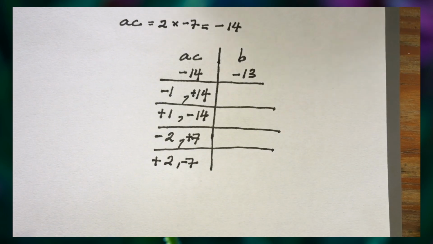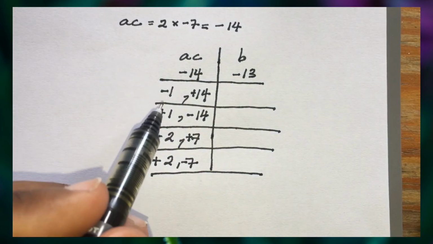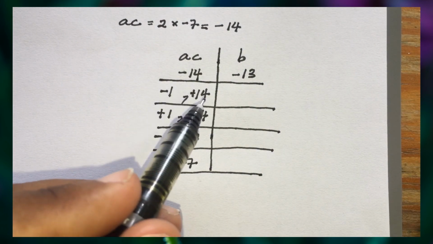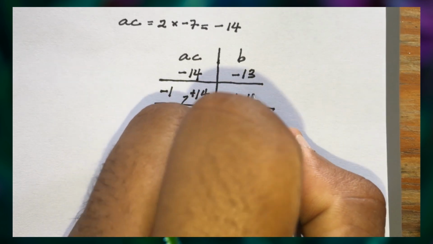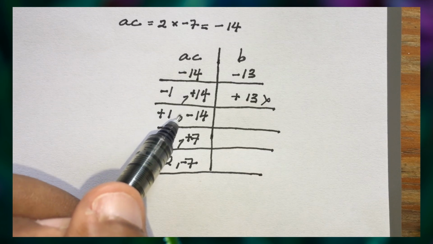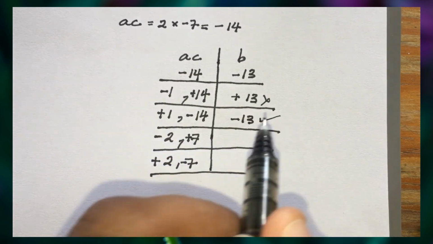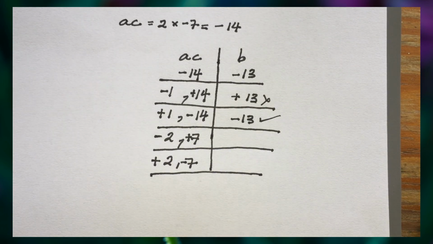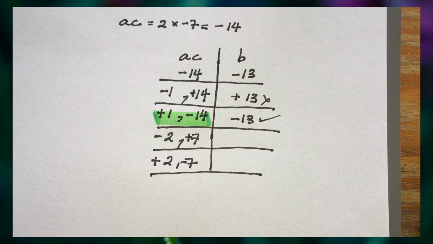Then I'm going to do the addition on the sides. So I have negative 1 and 14. When I do the addition, I get a positive 13. This is not the key. So when I have 1 and negative 14, I get negative 13. Good, so this is the key that I'm looking for. Seeing that I found the key, I don't need to go any further with this.